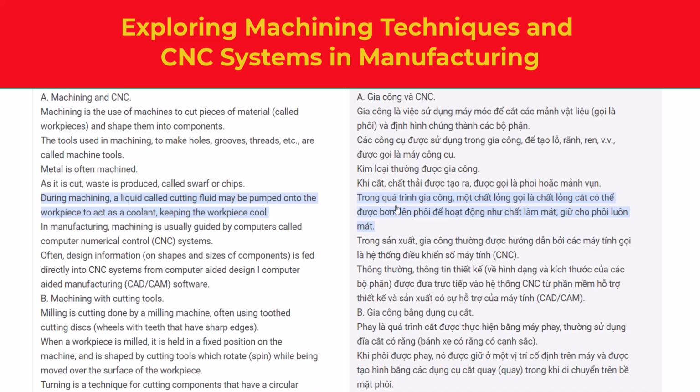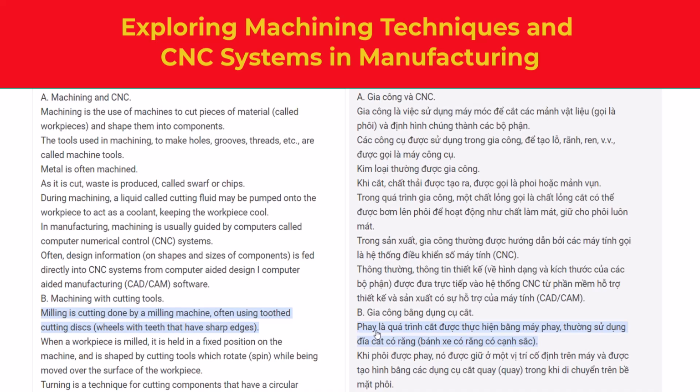workpiece cool. In manufacturing, machining is usually guided by computers called computer numerical control (CNC) systems. Often, design information on shapes and sizes of components is fed directly into CNC systems from computer-aided design and computer-aided manufacturing (CAD/CAM) software. B. Machining with cutting tools.